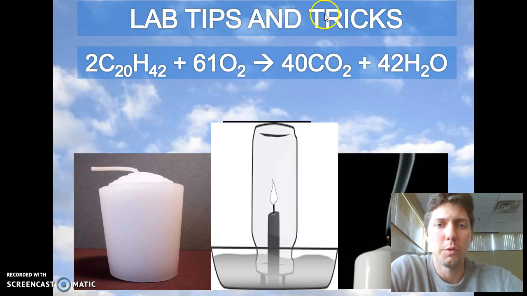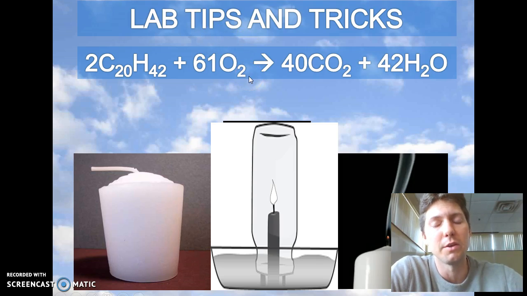In one of the labs, you are going to be starting a candle underneath a jar. And I want you to look at this formula here. This first number represents the candle. This next one represents the fuel that the fire uses. We know that fire needs oxygen to burn. And I want you to make note that when the flame is lit under the jar, it is using oxygen up.